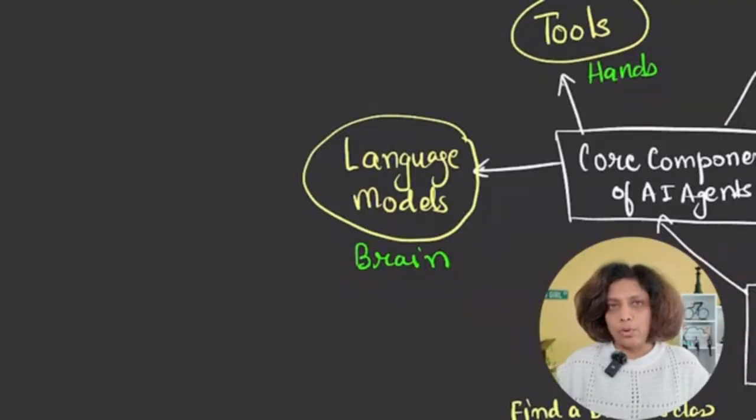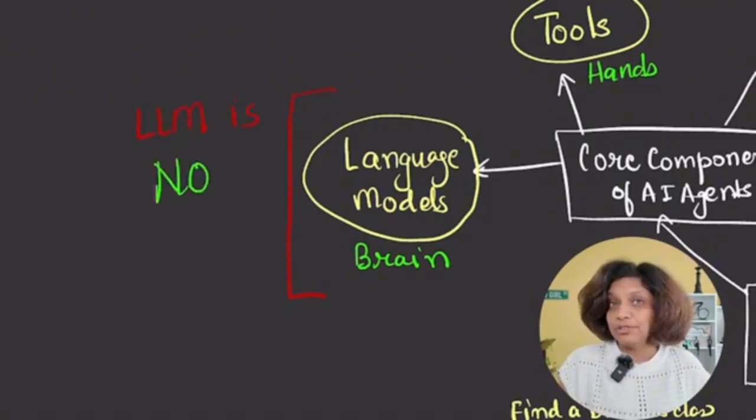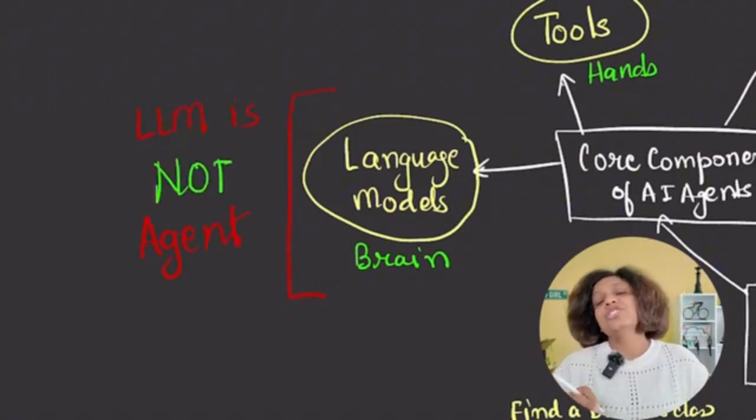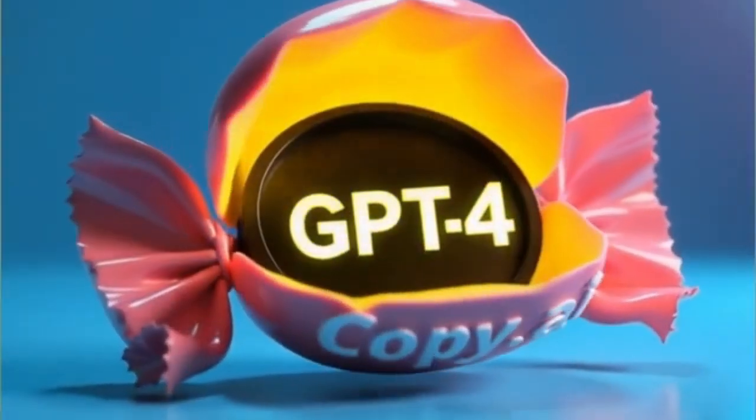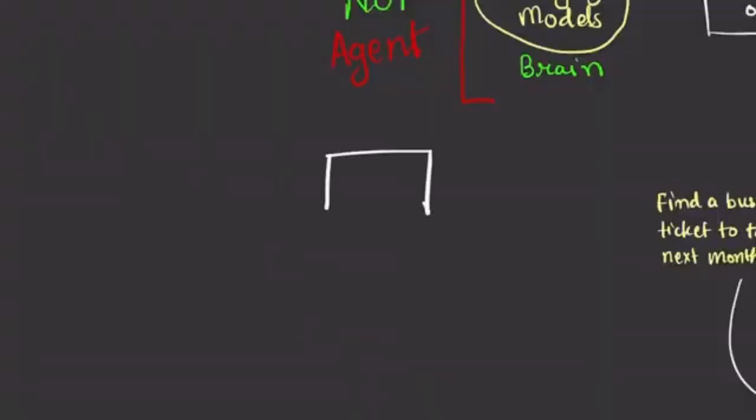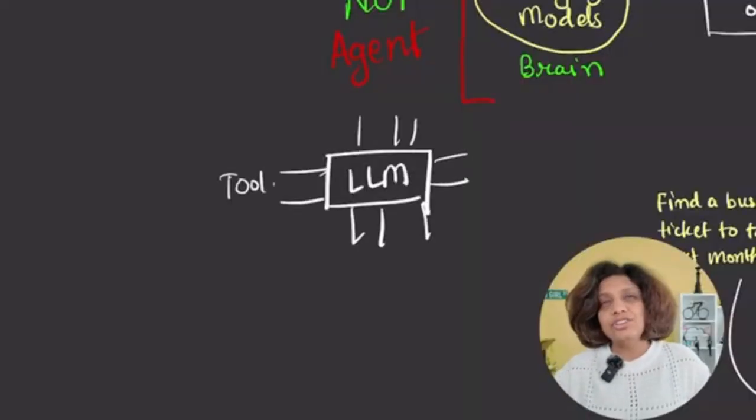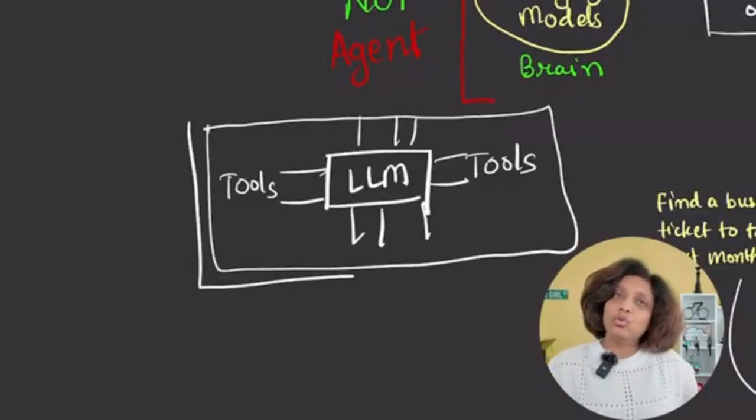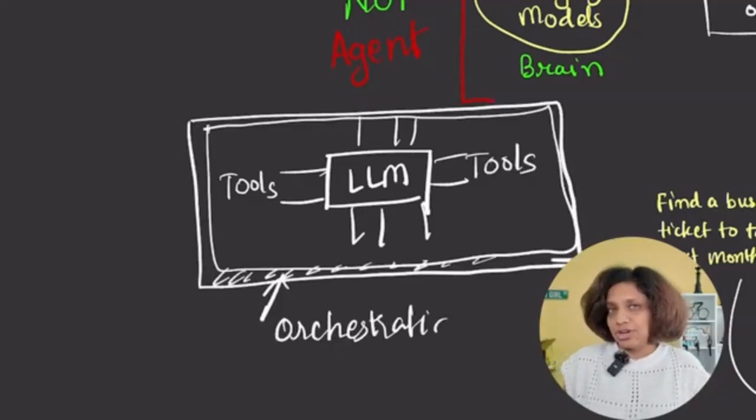Here's a critical point that trips up a lot of people. The language model itself is not the agent. ChatGPT, Claude, Gemini, these are just wrappers around language models. They are powerful text processors, but they themselves are in a box. They can't access real-time information, browse websites, or query databases because they have no access to that. They only become agents when you connect them to the tools and wrap them in the orchestration layer.